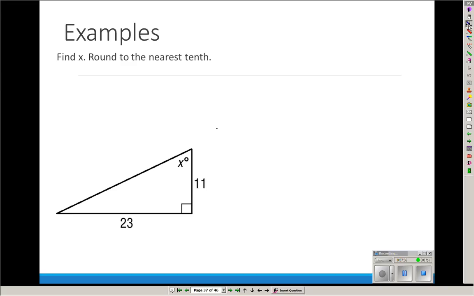Let's do a few more questions now. Solving for sides and angles in a right triangle. Find x and round to the nearest tenth. This is x. That's our angle. Across from that is opposite. Across from the right angle is hypotenuse. And the leg next to the angle is adjacent. I'm only dealing with opposite and adjacent.